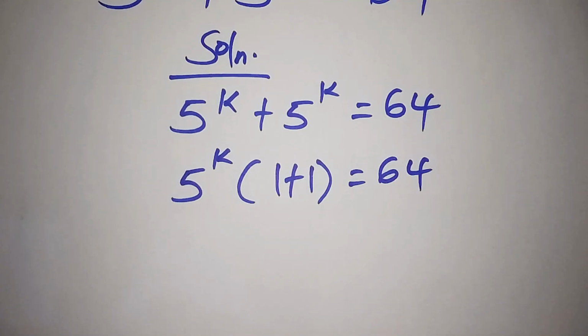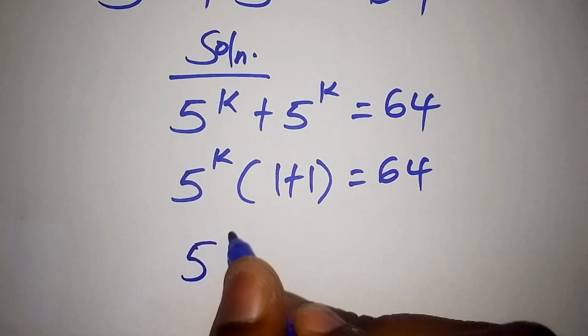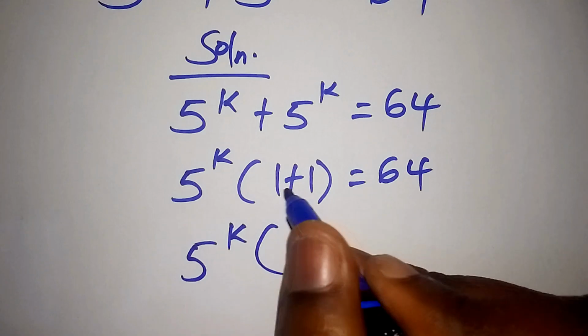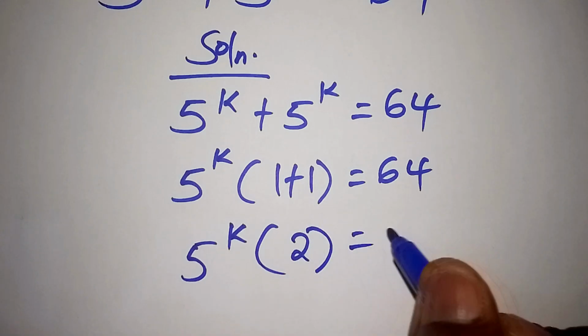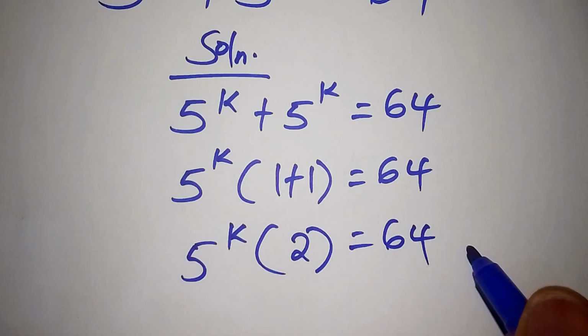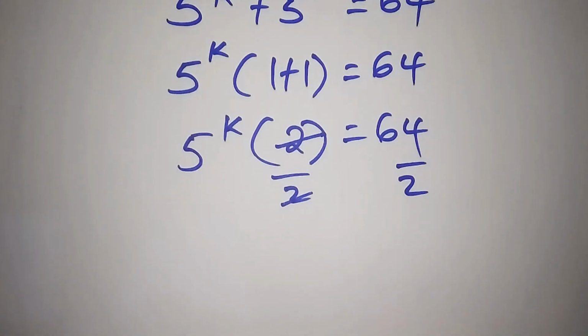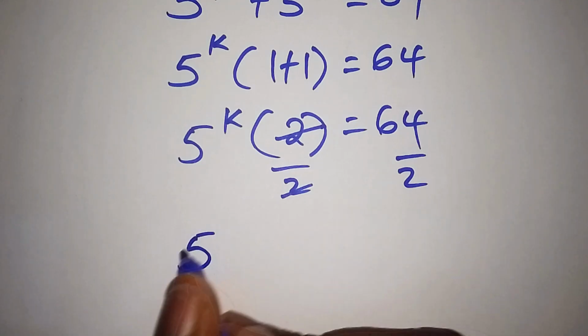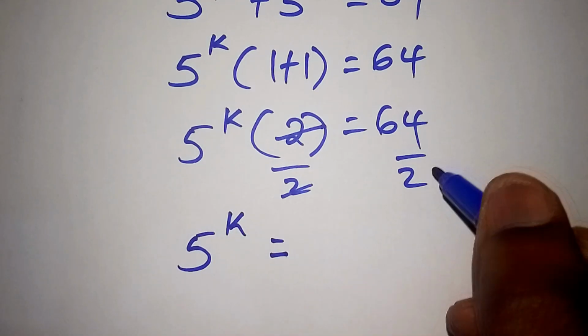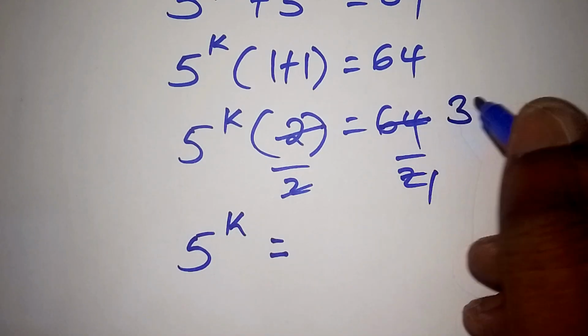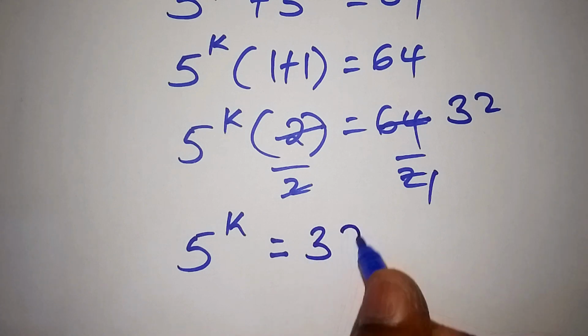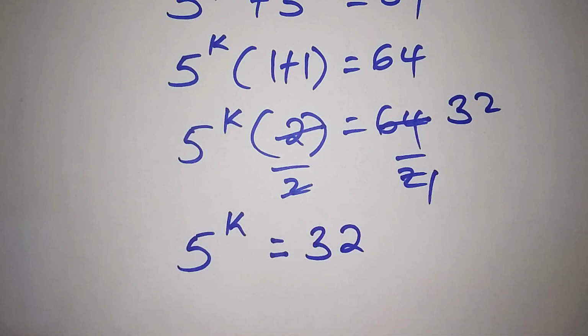So that means we shall now have 5 to the power of k into bracket 1 plus 1, which is 2, is equal to 64. Then the next step is to divide both sides by 2. So 2 by 2 cancel. Now we remain with 5 to the power of k, which is equal to 64 divided by 2, which is 32. So still we have not found the value for k.